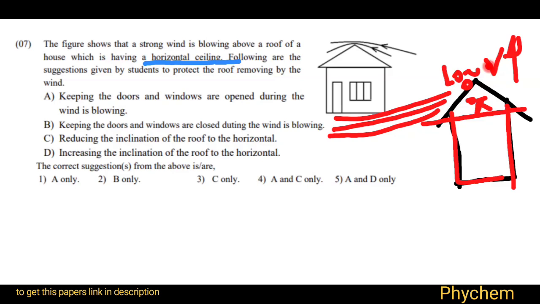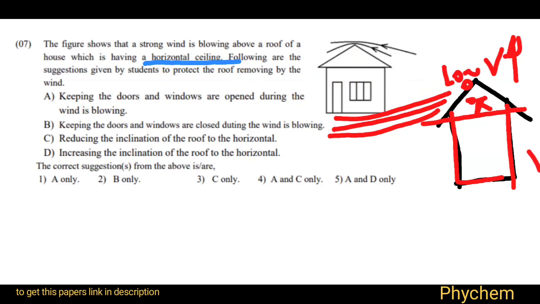It usually occurs in normal houses, but you have to conclude. You have to remember that this house has a horizontal ceiling, which means if you keep opening or closing the door, you can allow the air to pass through the whole house. But it cannot enter the bottom of your roof because it has been separated by the ceiling. So for this question, they are saying that keeping the doors and windows open while the wind is blowing is right for the usual houses.